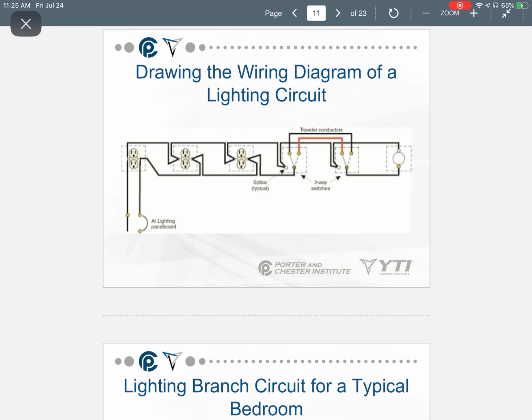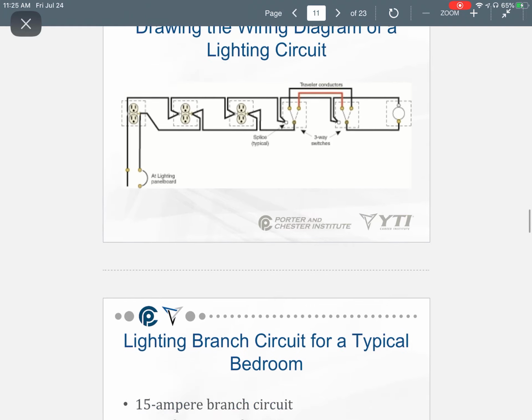That's a real excellent wiring diagram. I like that one. That shows you exactly how a 3-way switch works, or how it's wired electrically. Everybody see that? Good. That's a good illustration.